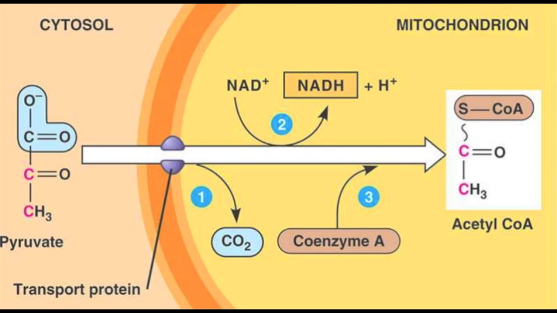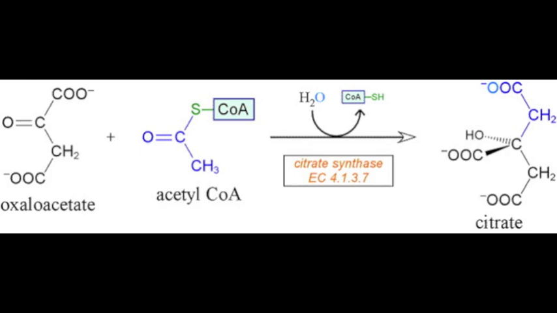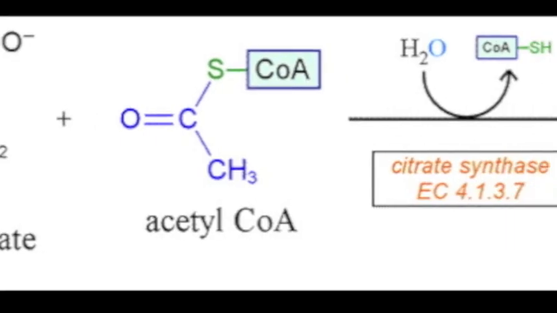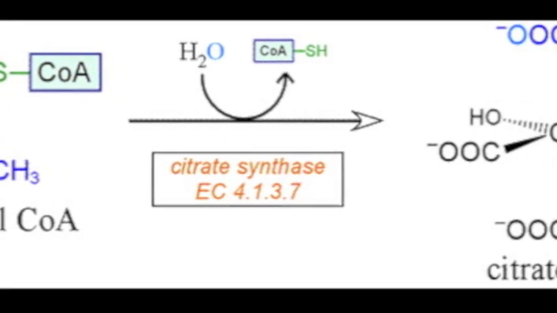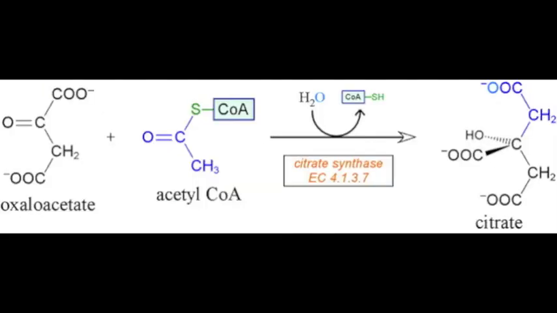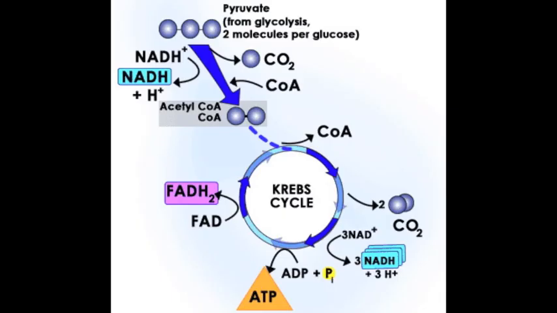Once pyruvate has been formed, it enters the mitochondria of the cell, is decarboxylated, and with coenzyme A produces acetyl-CoA in a dehydrogenase reaction. To continue producing energy, the acetyl-CoA will react with water, oxaloacetate, and the enzyme citrate synthase to enter the tricarboxylic acid cycle, or TCA cycle for short, which may also be called the Krebs cycle.